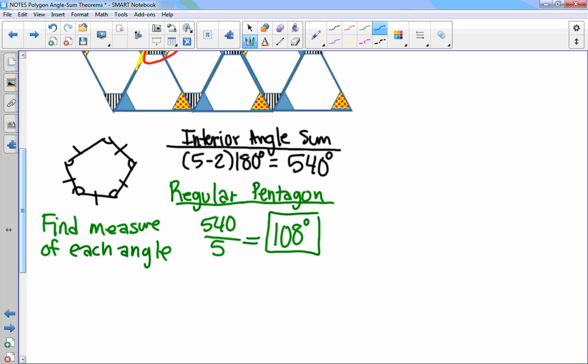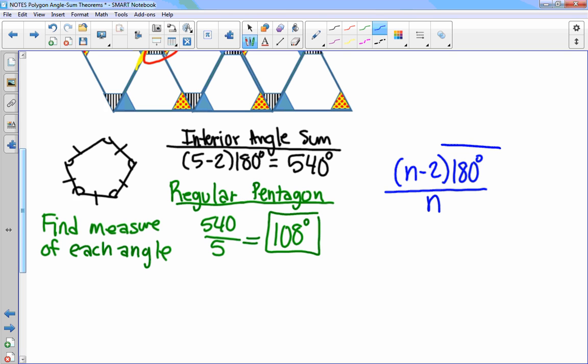So essentially, the formula for this is n minus 2 times 180, because you have to know the angle sum. Then you divide by 5. What if we had an octagon? Divide by 8. If we had a 100-gon, we divide by 100. So what should I put below here? N. The number of sides, N.